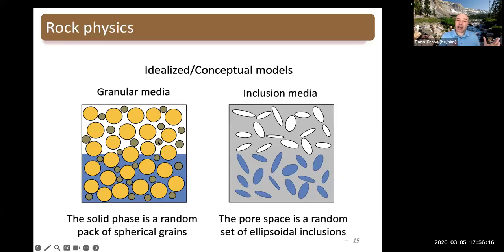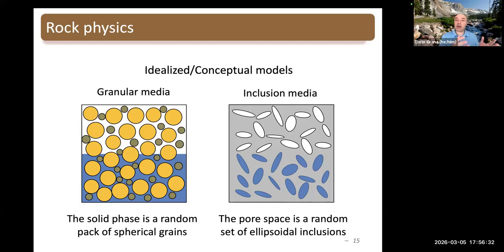So here on the left, we have a theory which is based on granular media. Here on the right, it's a conceptual model that is based on inclusions. These are two big families of models that we use in developing rock physics.